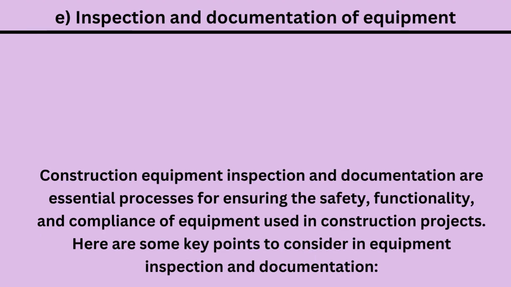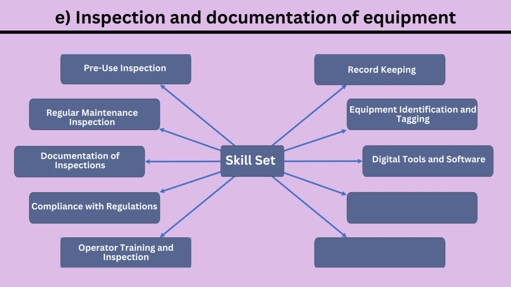E. Inspection and documentation of equipment. Construction equipment inspection and documentation are essential processes for ensuring the safety, functionality, and compliance of equipment used in construction projects. Here are some key points to consider in equipment inspection and documentation. 1. Pre-use inspection. 2. Regular maintenance inspection. 3. Documentation of inspections. 4. Compliance with regulations. 5. Operator training and inspection. 6.